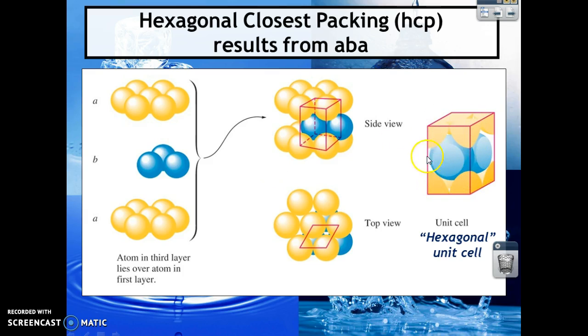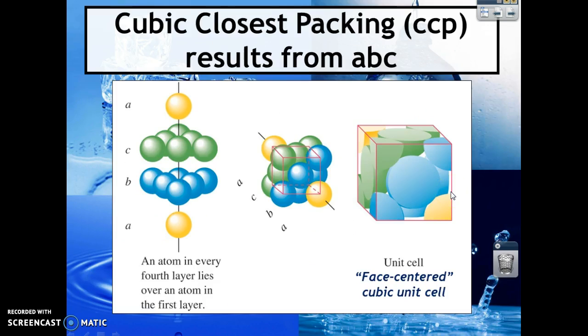Now if we cut out that unit cell we talked about, this is what it would look like. Big one in the middle, quarters in the corners. Here's the second one we talked about, where it takes until the fourth layer for it to be similar with the first layer. And you can see how that would look differently if we zoomed in on it.